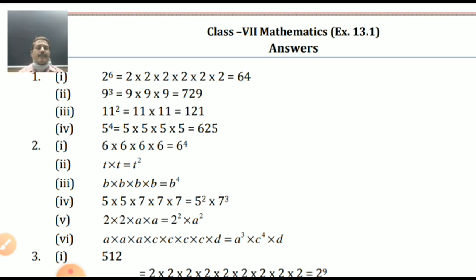The second question is vice versa, the opposite of the first question. You can see 6 into 6 into 6 into 6, 4 times 6, that's 6 raised to 4. And t into t means t raised to 2, t 2 times. b means b raised to 4. Here 2 numbers are there, don't worry, 5 and 7. 5 is repeated 2 times and 7 is repeated 3 times. Easy? Yes, very good. Now we know ABCD also.